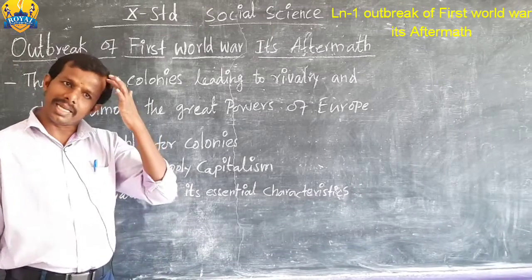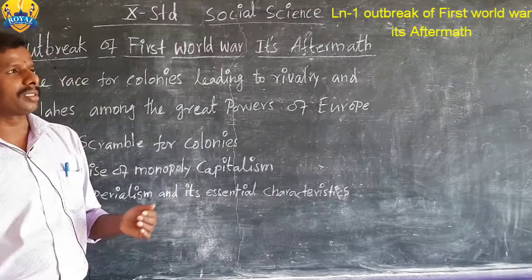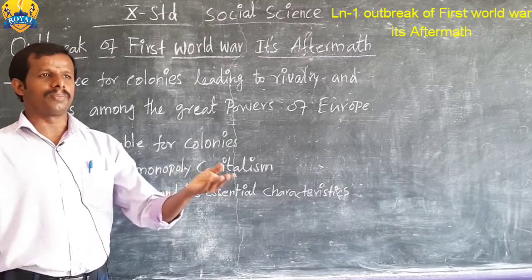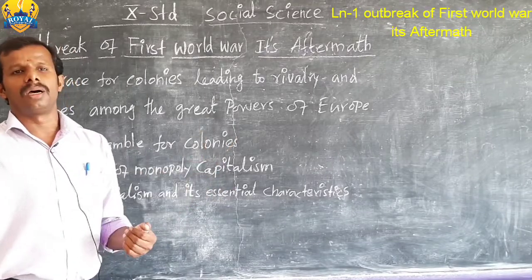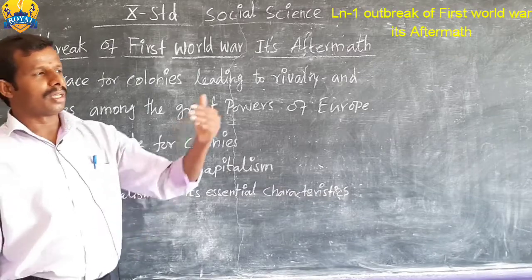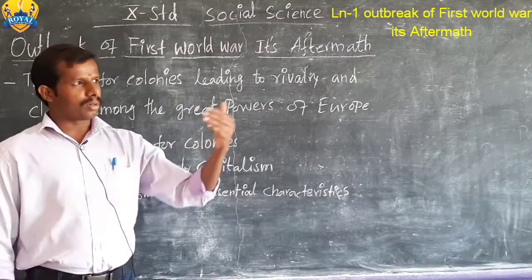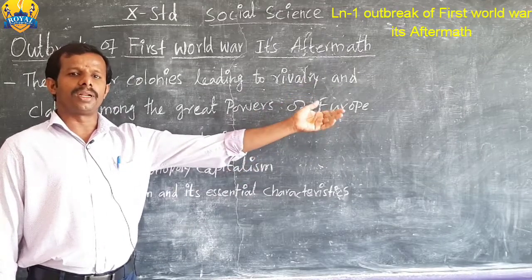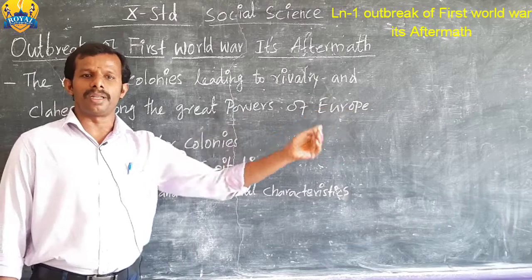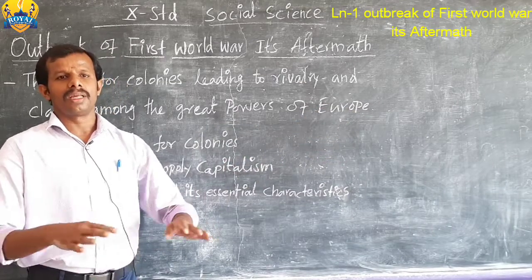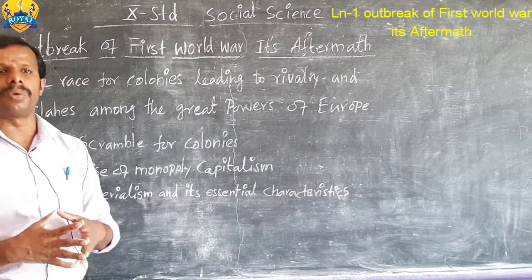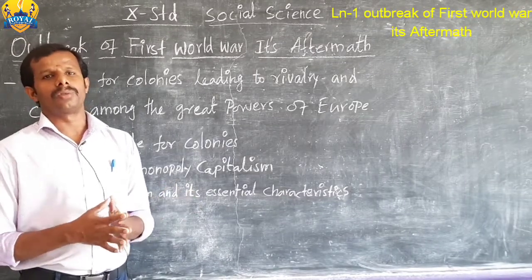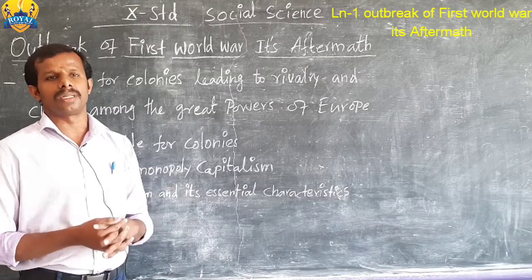Next, the secret alliance. Another important cause of the First World War is secret alliance. What is a secret alliance? A country has a friendship with another country. For example, England has an alliance with France, but Britain also has an alliance with Japan in Asia. Similarly, several secret alliances were formed in Europe as well as Asia. So this is also a very important cause of the First World War.